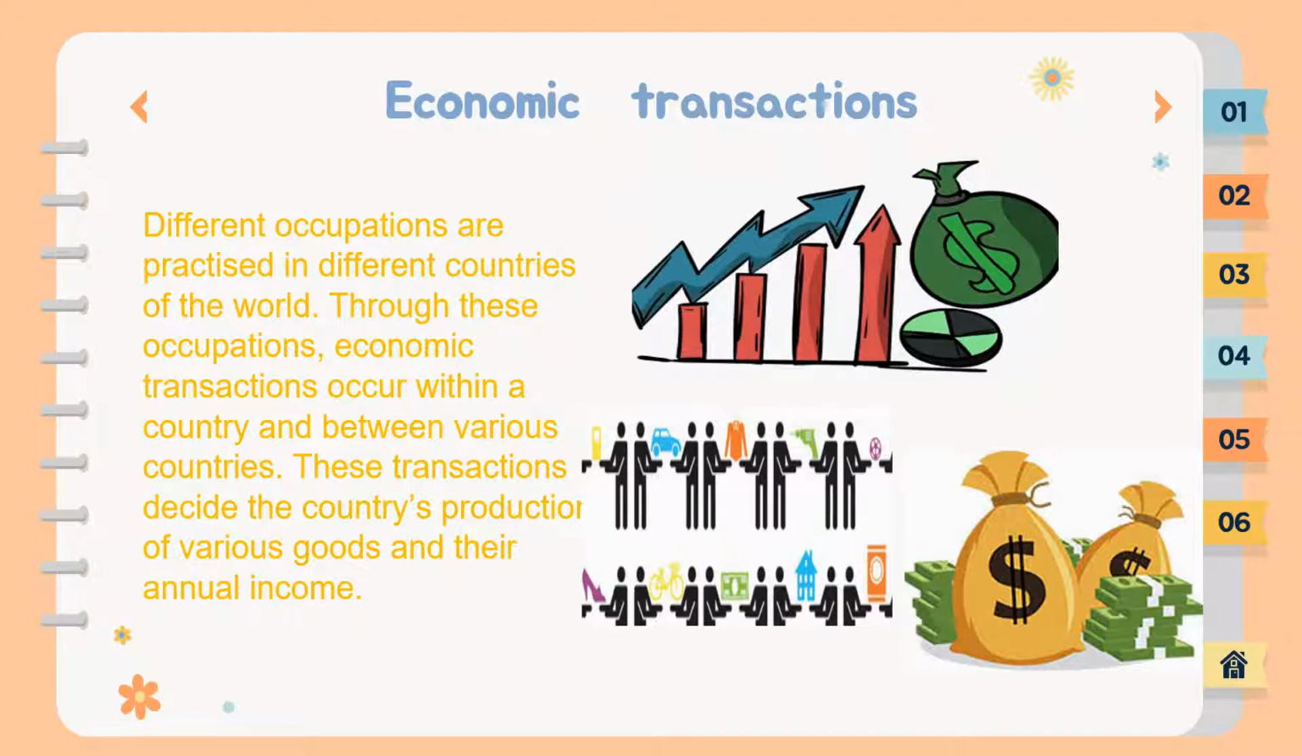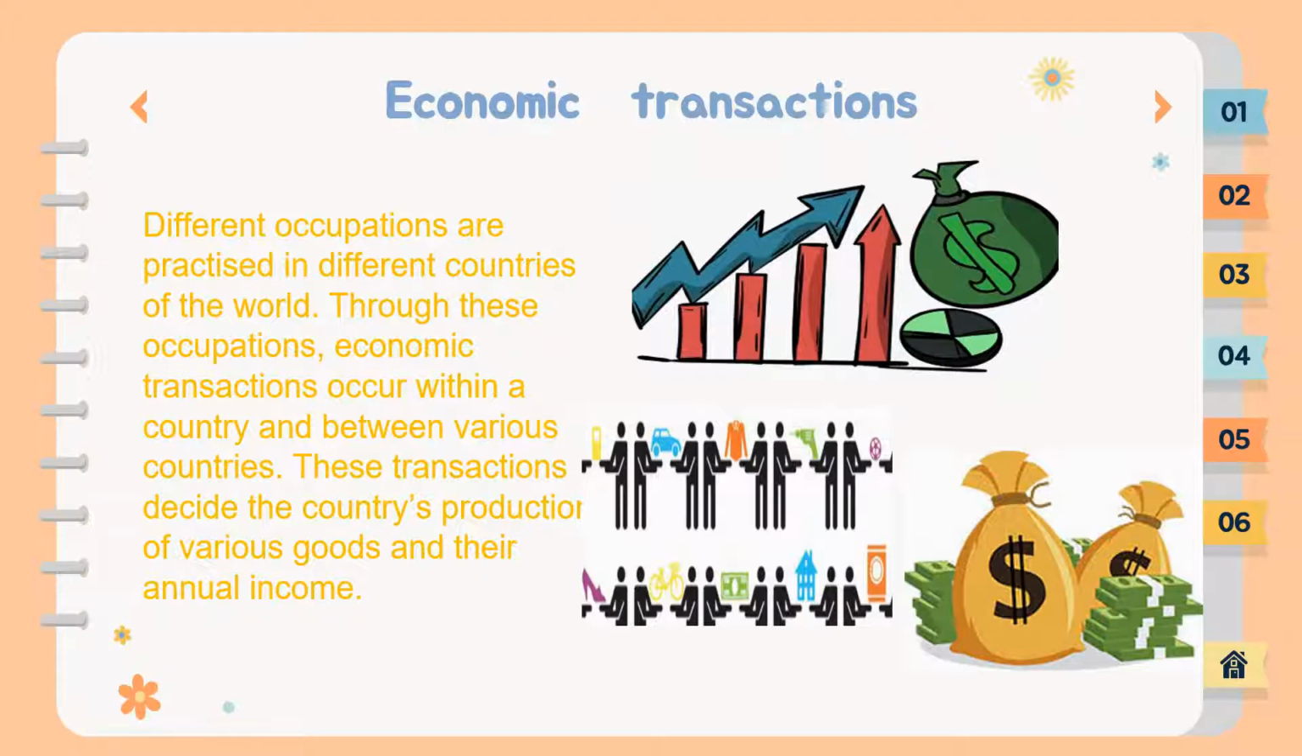Now they are categorized into two parts, that is visible items and invisible items. All the visible items that are included in economic transactions are the physical goods which are exported and imported, and the invisible items are basically the services rendered or given like banking, insurance, shipping, etc.